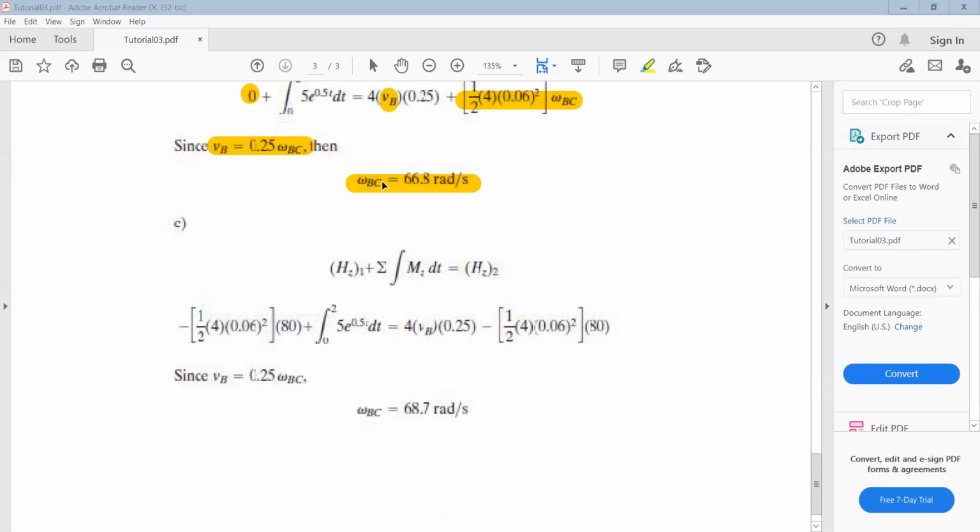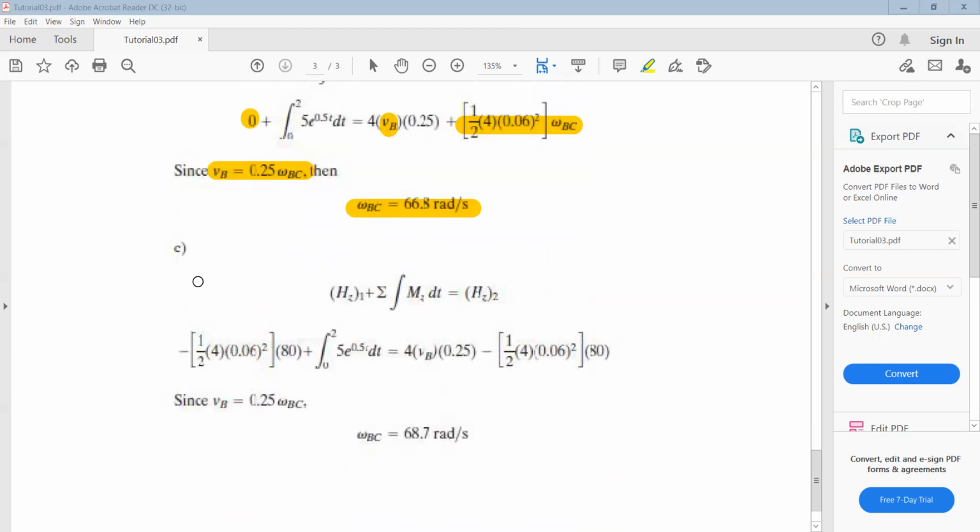Okay. And for part C, this time the disk has an angular velocity of minus 80. So this time the initial angular momentum is not zero. It's equal to minus I omega. Again, I is the mass moment of inertia of the disk about its mass center. But this time we have a negative because it's in the negative direction.